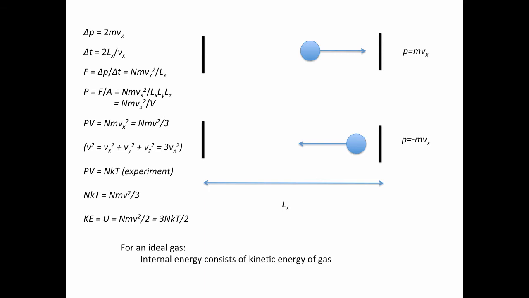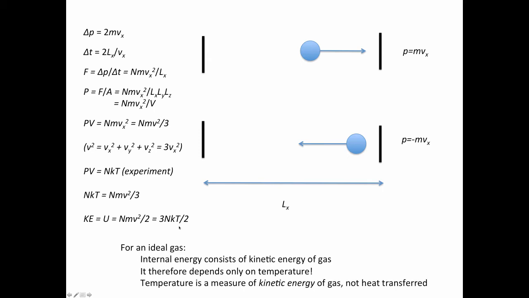So for an ideal gas, there are some very important things that you should always remember. The internal energy consists of the kinetic energy of the gas, and it therefore only depends on temperature. It's very easy to forget this, and it is very important to remember. The internal energy of a gas, U, is only dependent on the temperature of the gas. The temperature is a measure of the kinetic energy of the molecules in the gas. It is not a measure of heat transferred from or to the gas, which is one of the common misconceptions that students often come into classes with.